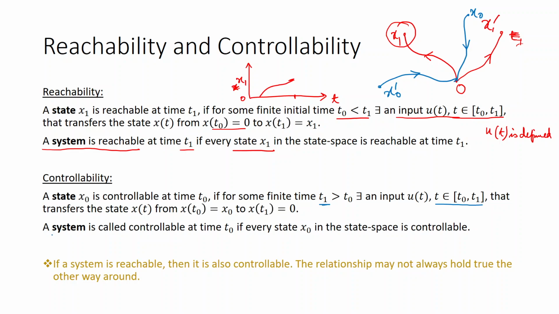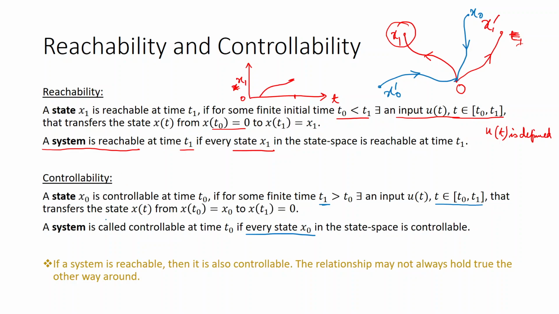And if you are finding that this phenomenon is true for every state x0, that means from anywhere in the state space you are able to come to 0, then you will say that the state space is controllable. Then you will say that the system is controllable. Okay, I hope you have understood the difference between reachability and controllability.